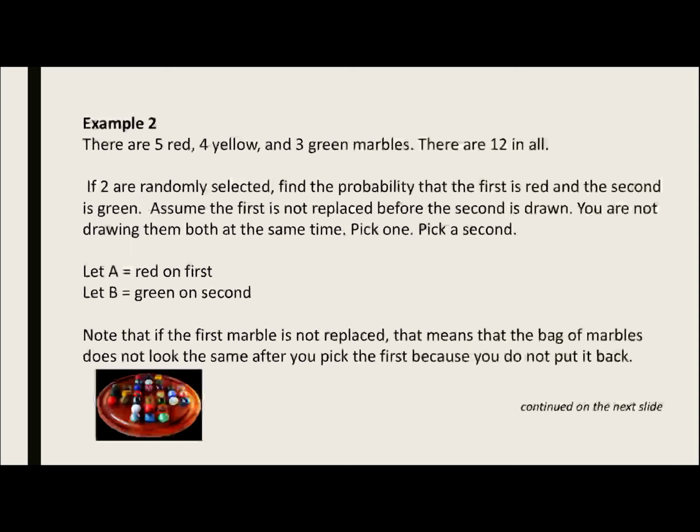There are 5 red, 4 yellow, and 3 green marbles in a bag. There are 12 in all. If 2 are randomly selected, what's the probability the first is red and the second is green? Assume the first is not replaced before the second is drawn. We're not picking them both at the same time. We're picking one marble and then picking a second. A is red on first, B is green on second.